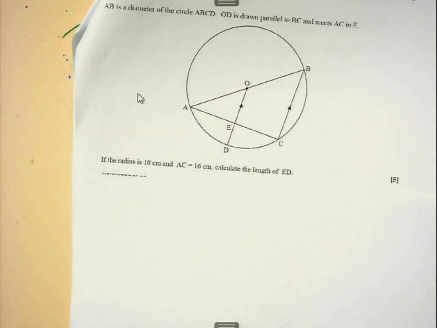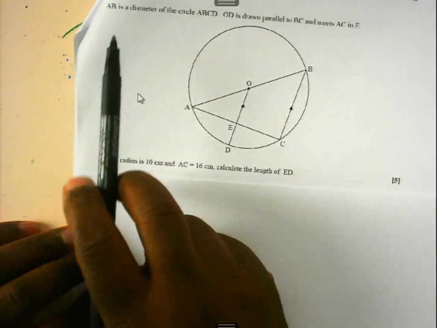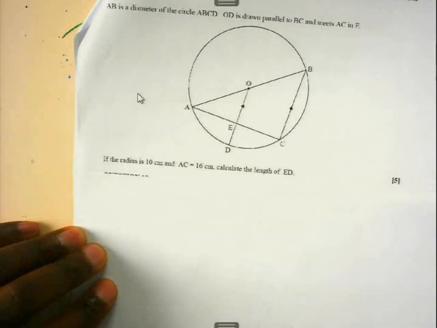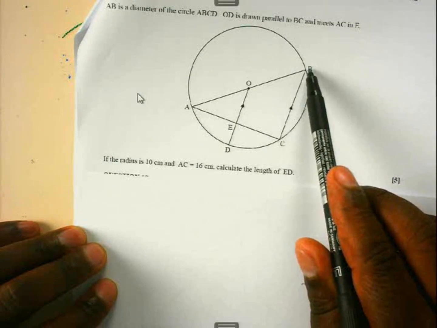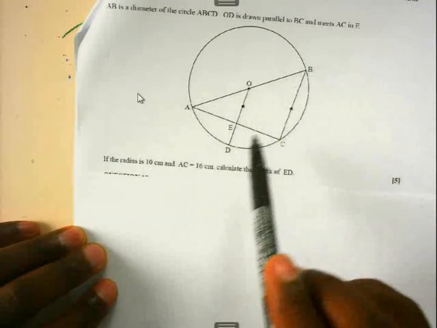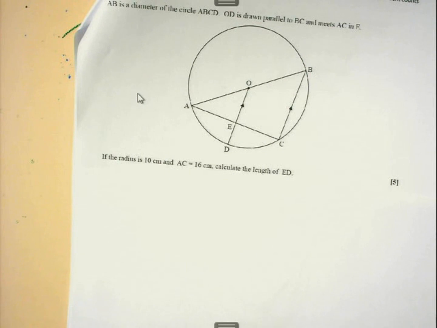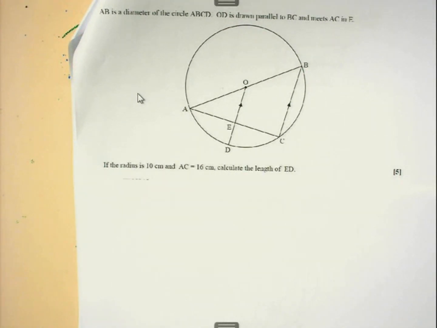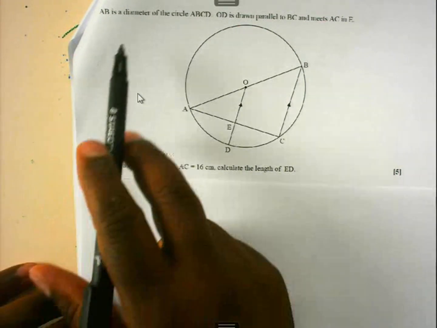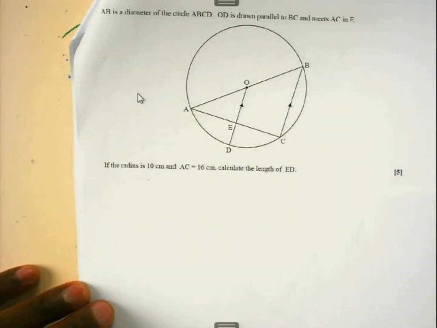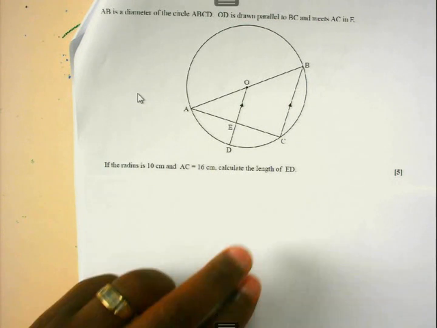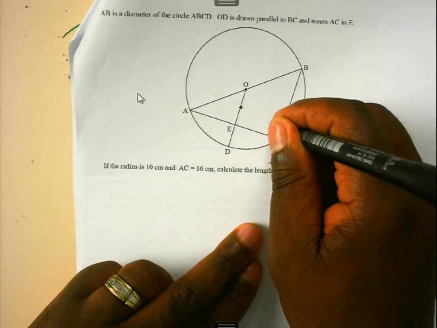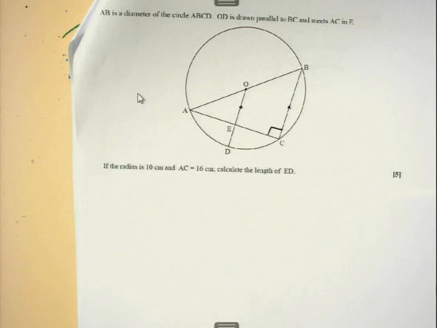Okay, right. It reads, AB is a diameter of the circle ABCD. It means A, B, C, and D are concyclic. They lie on the circumference of the circle. And you know, once they say AB is a diameter, automatically you know an angle subtended by a diameter is 90 degrees. You immediately mark 90 degrees there, because angle C is subtended by AB. Therefore, angle C will then be equal to 90 degrees.